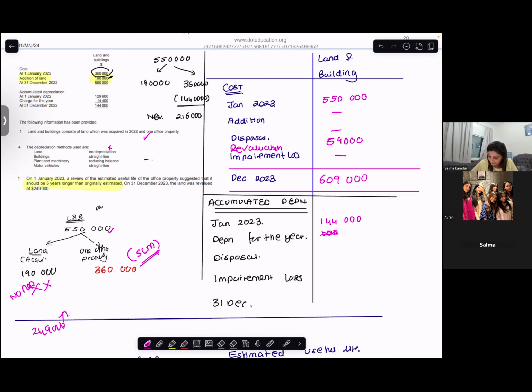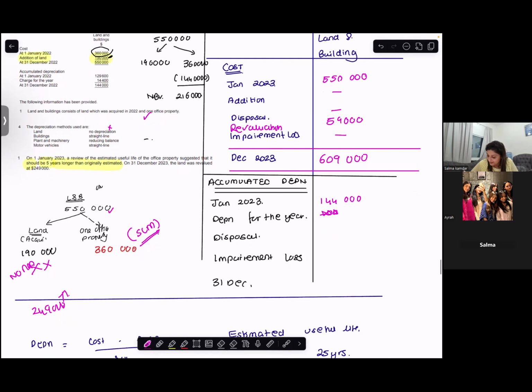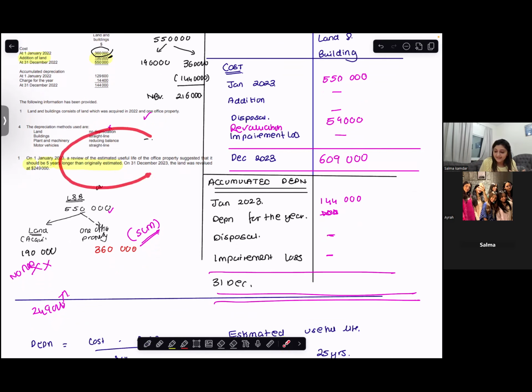I want to charge depreciation for the year. There is no disposal of land and building, no impairment loss, no addition. Now, why I'm doing this is because I should know what I am trying to look at by reading this adjustment. What do I want now to complete my land and building schedule? The depreciation for the year.